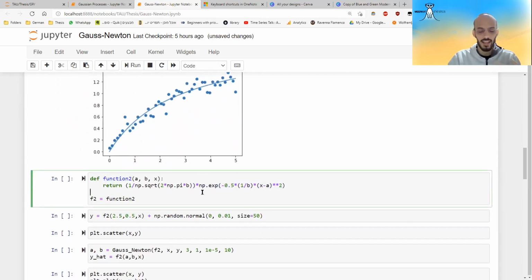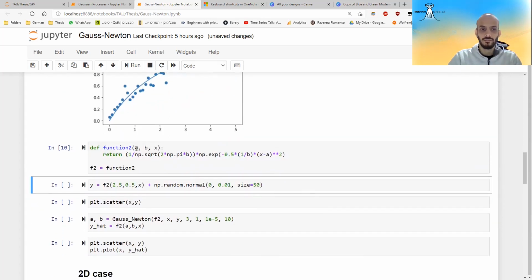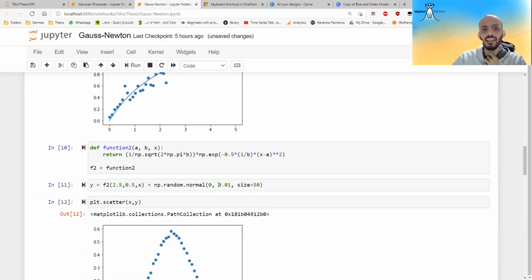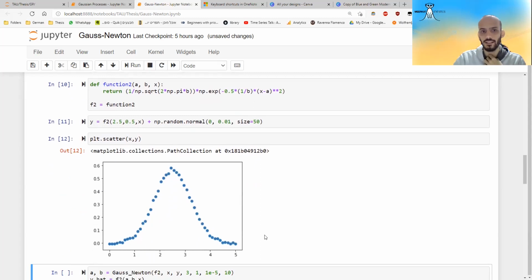In this case, I took a normal Gaussian function, considered the first parameter to be the mean, and the second parameter to be the variance of this function, or the mu, the location, and sigma square is the scale of this function. And I calculate the y's using my real function has a mean of 2.5, a mu of 2.5, and a sigma squared of 0.5. And I add again some noise to it. And if I want to see how it looks somewhat like this.